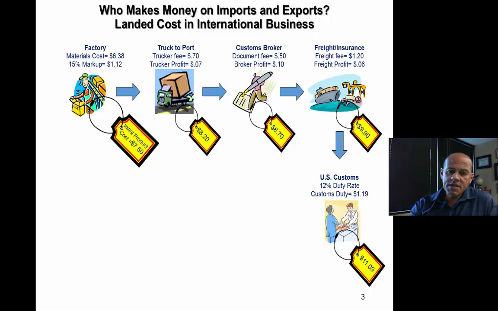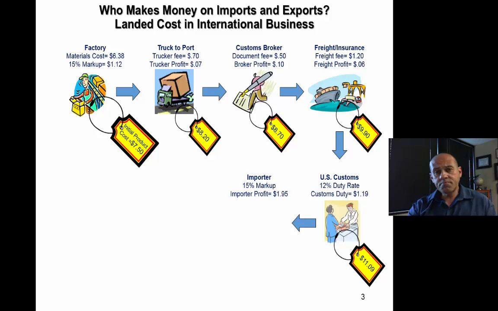So now this item has increased to $11.09. Once those goods are cleared by customs, they then go to the importer of record or the buyer. But let's say this buyer is an intermediary. Let's say this buyer is an importer. So this importer is eventually going to sell to a distributor who sells to a retailer.